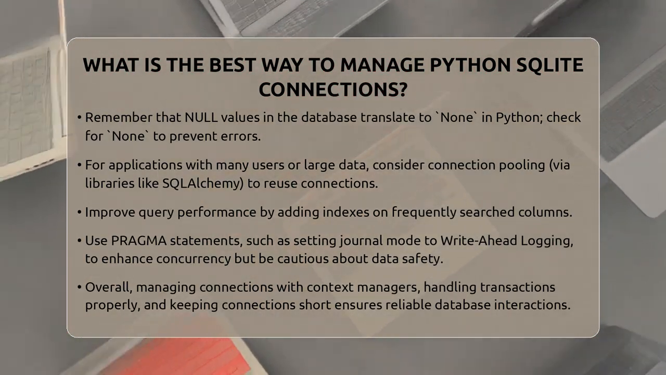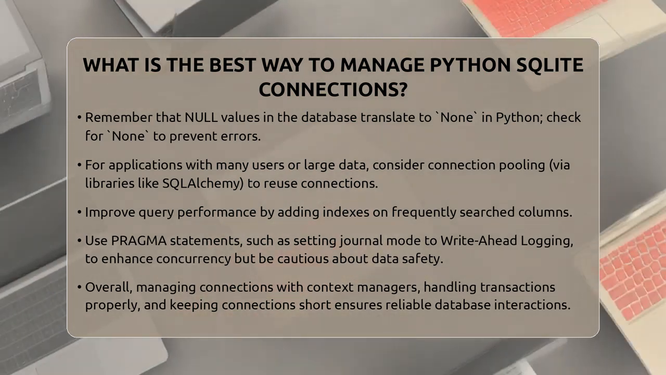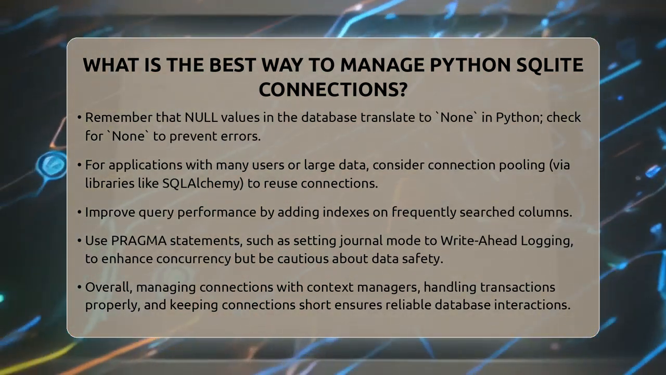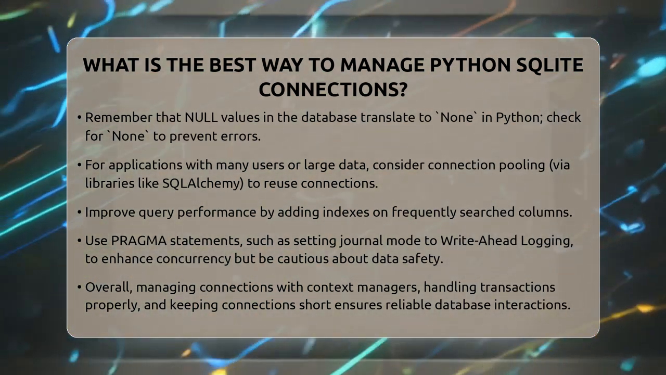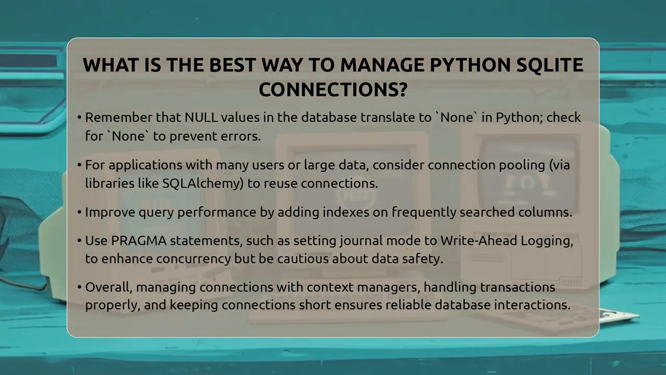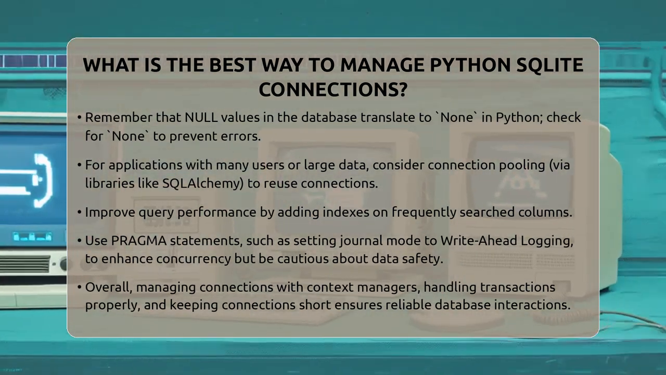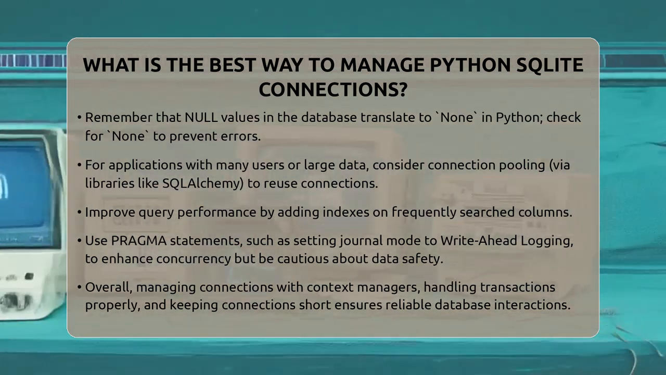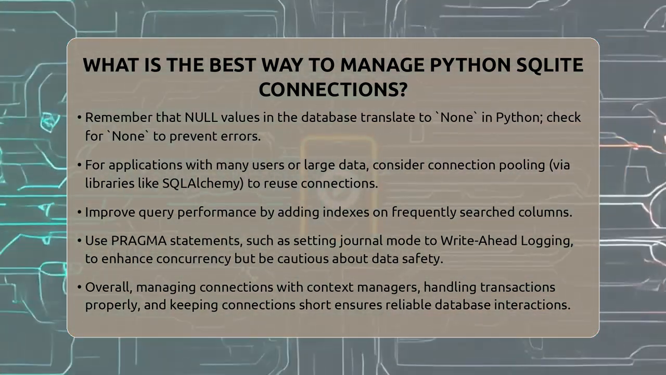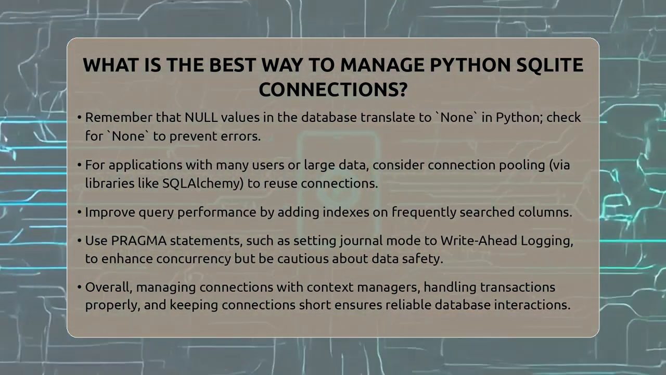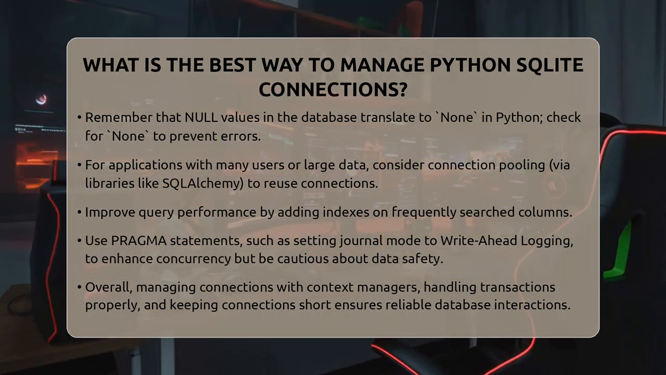To make your database queries faster, add indexes on columns you search often. You can also tweak SQLite settings with PRAGMA statements, like setting journal mode to write-ahead logging for better concurrency. Just be careful, as some settings can affect data safety if your app crashes.